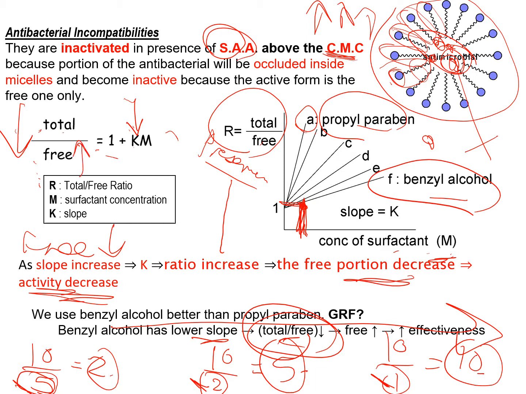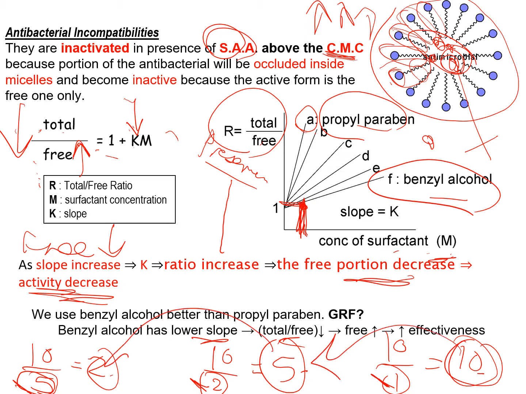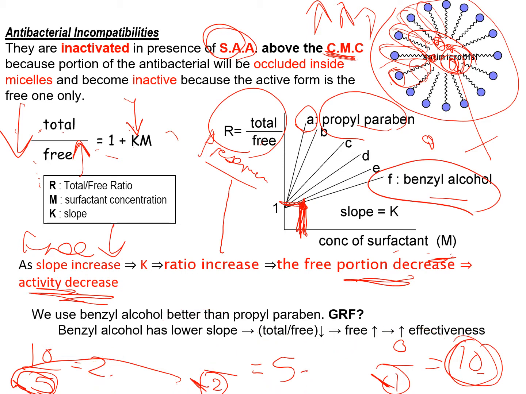That the denominator is higher. So we are going now in the opposite direction. The number is reducing, total over free from 10 to 5 to 2. It means that the denominator is increasing, sorry, from 1 to 2 to 5. So again, benzyl alcohol has the lowest slope in this graph. It means K is less, total over free is less. It means that the free fraction is higher and the effectiveness against bacteria is higher.